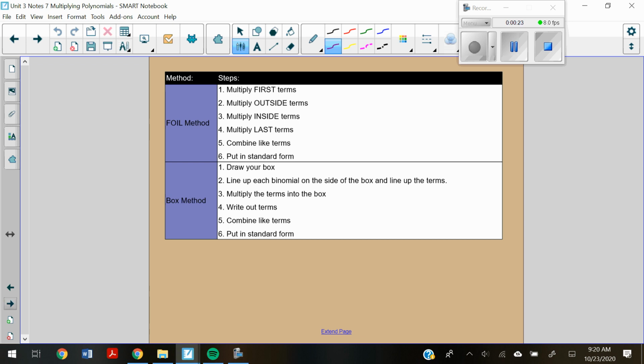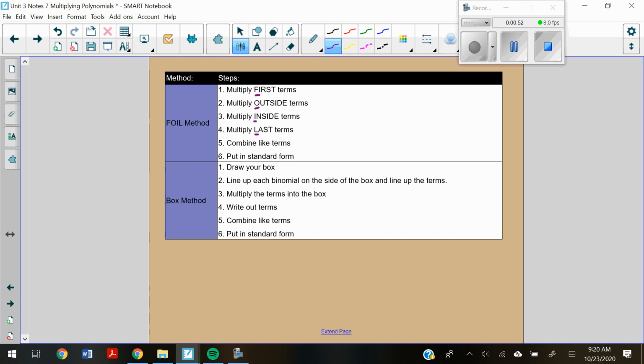FOIL method. So we multiply the first terms, the outside terms, the inside terms, the last terms. So that's where FOIL comes from. First, outside, inside, last. Then you combine any like terms and you put it in standard form. Remember, standard form is highest exponents first, all the way down to a constant. Box method is draw your box, line up each binomial on the side, multiply the terms in the box, write out the terms, combine the terms in standard form.